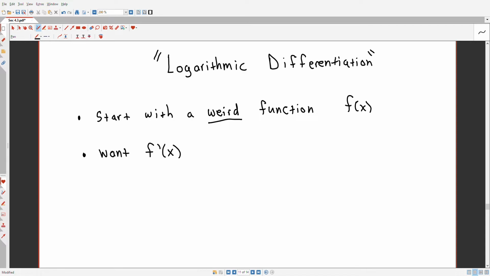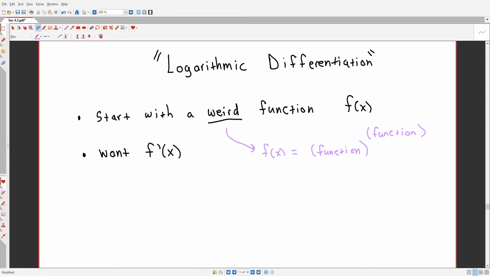But because f is so weird, it's really hard to use our derivative rules. Now the weirdness here, the most common type of weirdness that we'll get, is this. F of x, what I mean by weird here, will be some function raised to the power of another function. So we'll see lots of examples of this in just a moment, right? But it's kind of weird to have a function of x in the base and a different function of x all in the exponent. It's a weird combination. We don't really know how to differentiate this.